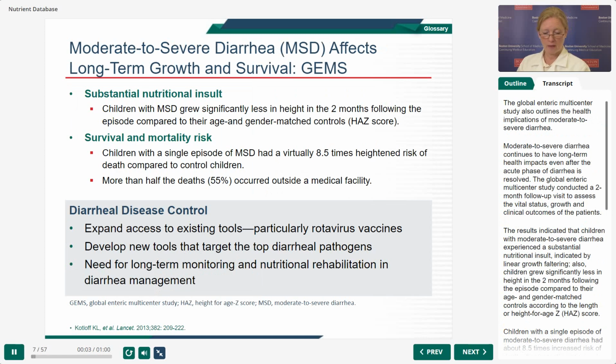In terms of long-term effects, there are specific effects mostly on nutrition, in the area of growth and height, and there are effects on mortality and survival. For example, children with a single episode of moderate to severe diarrhea have a likelihood of more than 8 times to die compared to control children. So a very high rate of mortality. One of the items that can be offered in addition to the management of diarrhea is its prevention, and we will talk at length about rotavirus vaccine and other methods to prevent and treat diarrhea during this lecture.